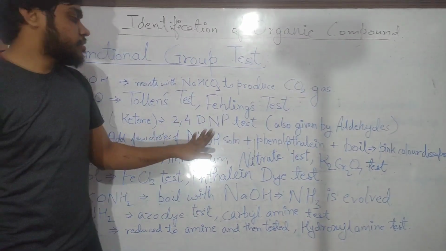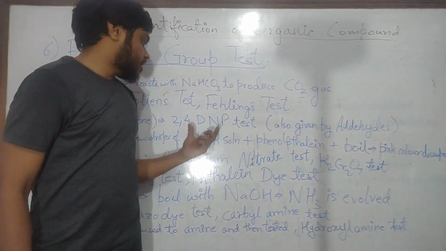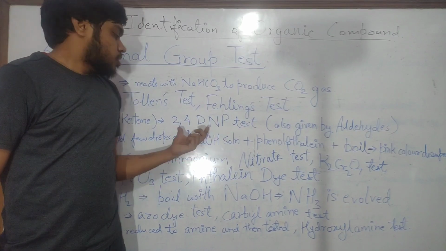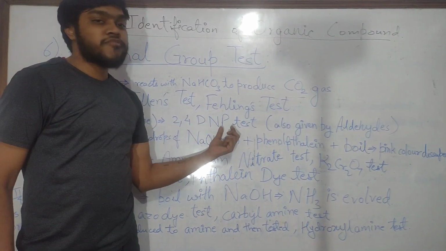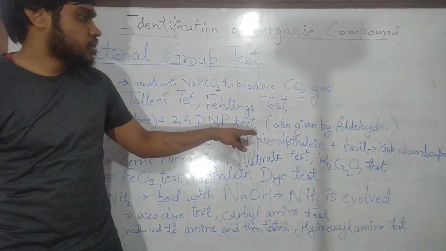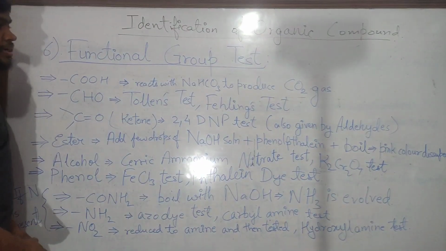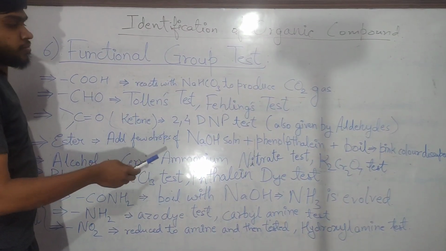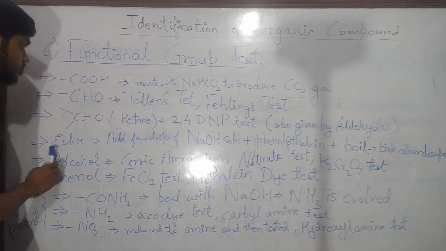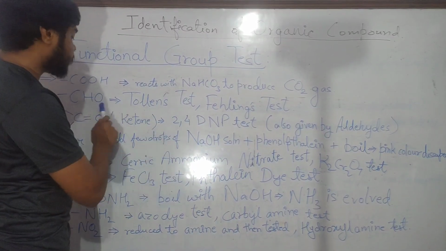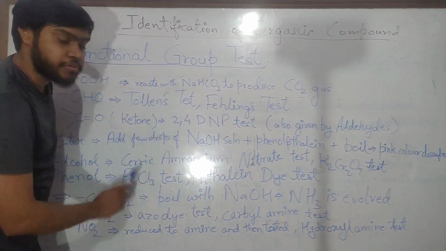The full form of DNP is 2,4 dinitrophenylhydrazine. This test is also given by aldehydes, so it's important to first test for aldehyde and then test for ketone.